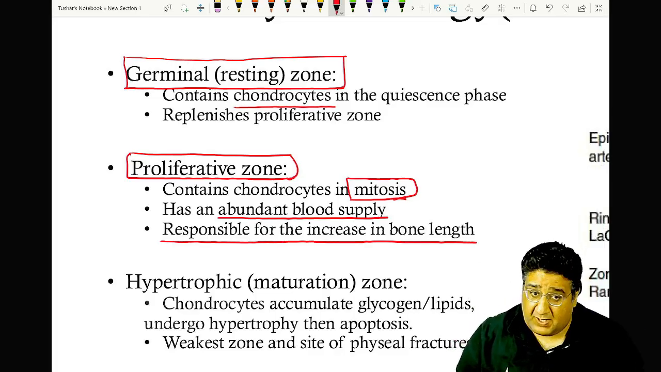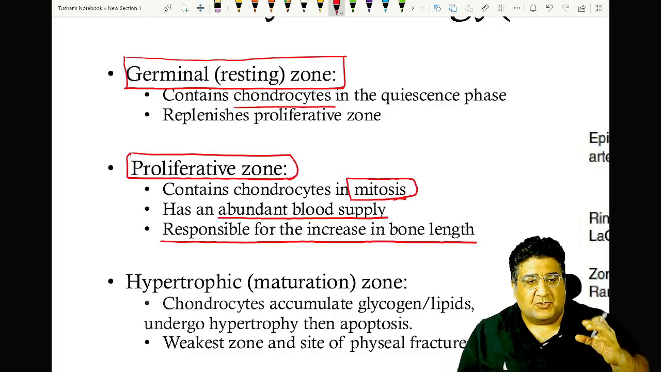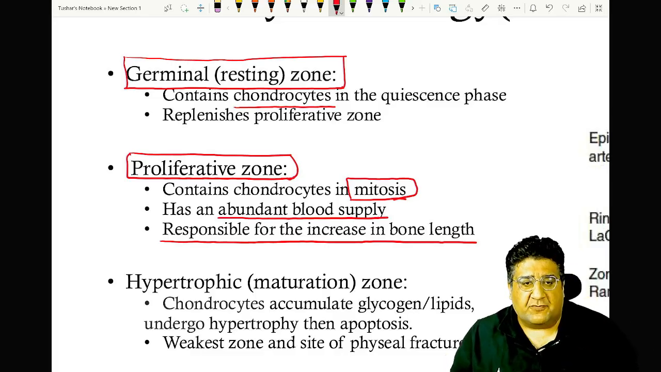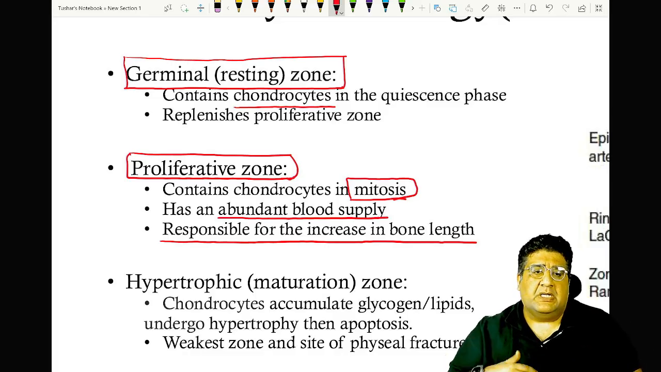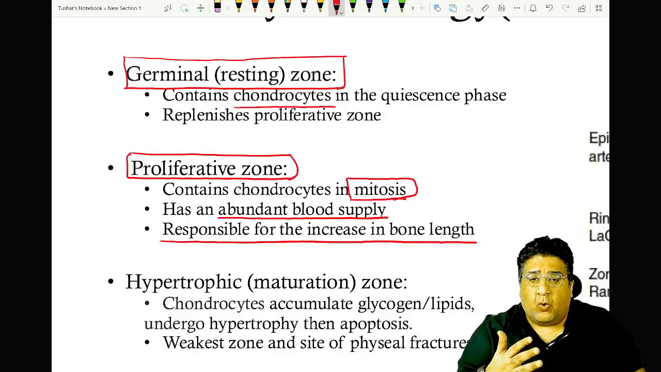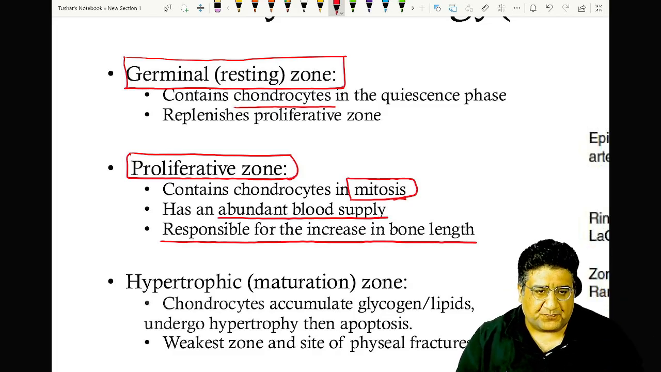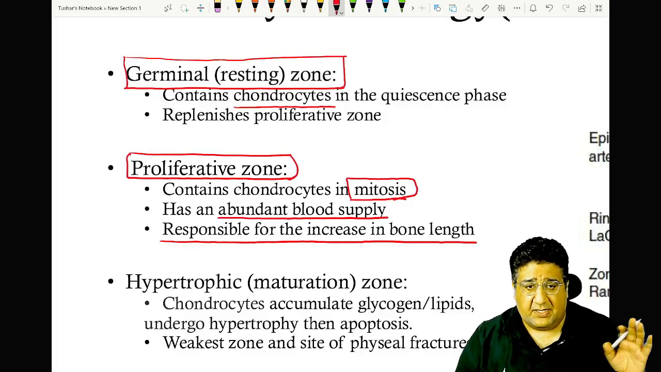If it works too much, you'll be a giant. If it doesn't work at all, you'll be a dwarf. So these disorders of longitudinal growth of the bone, whether you're talking about gigantism, dwarfism, achondroplasia, all these disorders are basically of which zone? Proliferative zone. They're just proliferating. For that, they have an abundant blood supply, as I've told you.